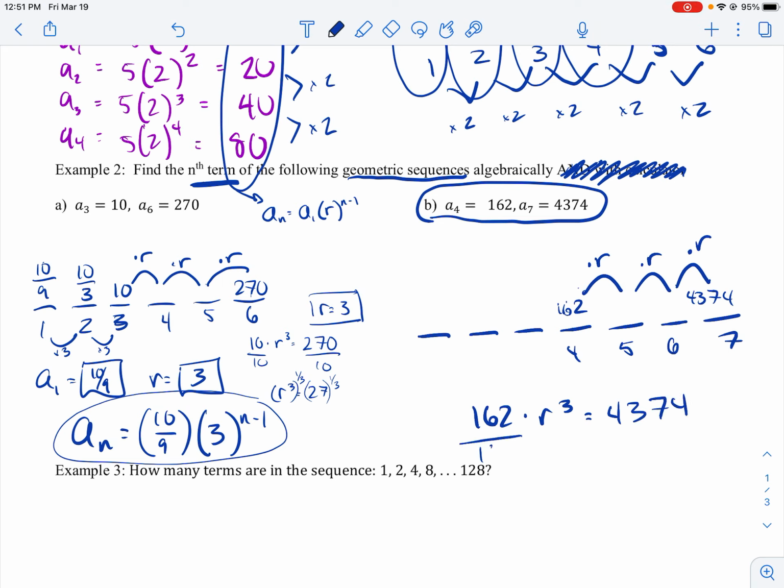So divide by 162, divide by 162. You get r cubed is equal to 27 again, I believe. Let me check. 4374, whoops.